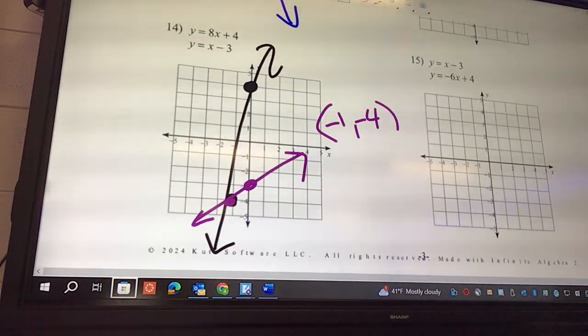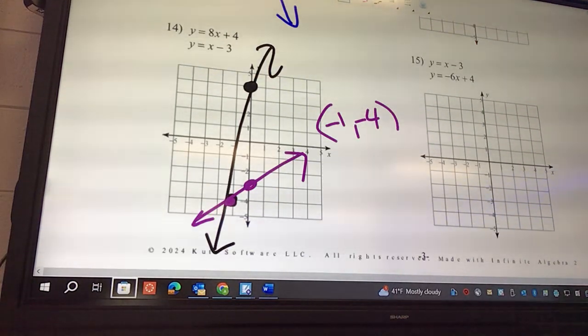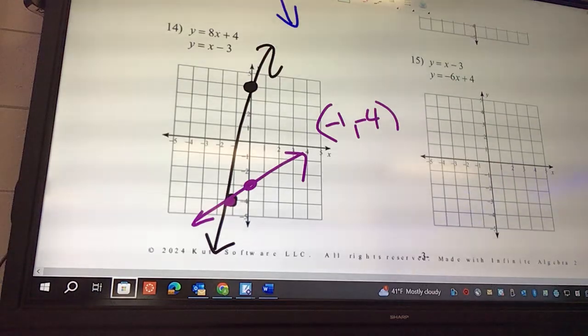Okay, the rest of the sheet is for you guys to do. Go through and get whatever one's remaining finished. Okay? And then you're done for today.